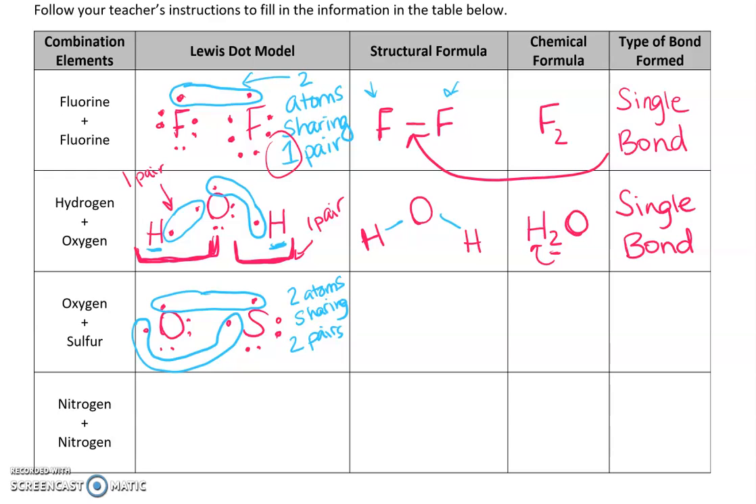So in the structural formula, when you draw it, it would look like this. O for oxygen, 2 lines to represent the double bond, and then sulfur. The formula would be OS because we only have 1 oxygen atom and 1 sulfur. And again, this is considered a double bond.